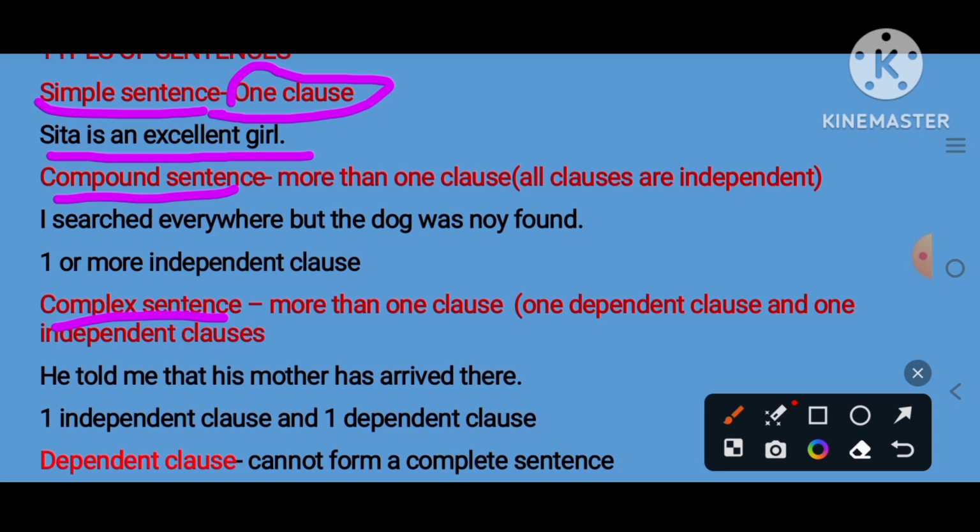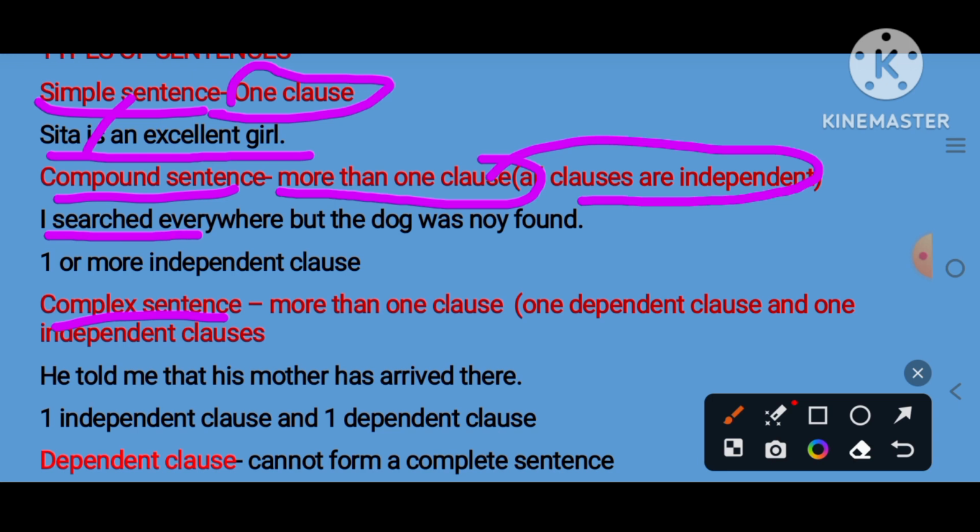In this sentence, there is only one clause, and in the clause there is a subject and a verb, so we can say it is a simple sentence. Then come to the compound sentence. Compound sentence means more than one clause and all clauses are independent. Independent means they don't depend on any other sentence, so they are called independent sentences. Look at this example.